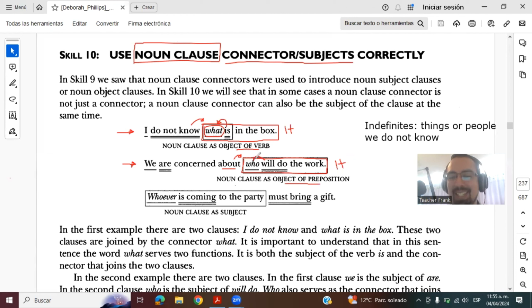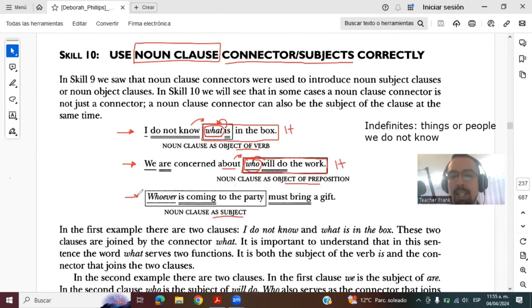Who, right? So in this case, "who" is going to be my connector and also my subject. Who will do the work? It's kind of like a question, but if you ask it in an indirect question, it would be a subject. Like if you say, could you tell me who will do the work? In that case, "who will do the work" is not a question. It's only a question if it's at the beginning, like, who will do the work? Then it's a question.